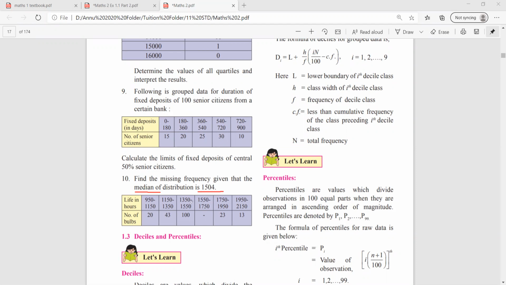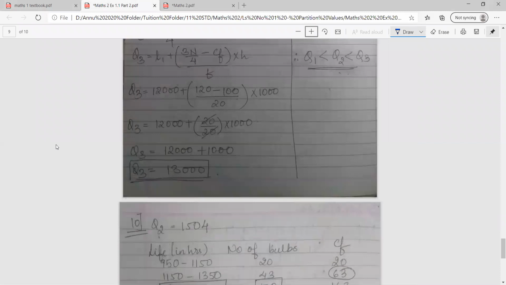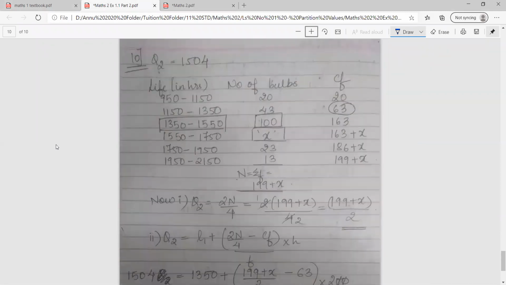So 1504 lies between the class 1350 to 1550. So you can get the value of the class, you have the frequency, and you can take the value of the class above it to be the CF. So let's see how to solve this sum. So coming to sum number 10, Q2 is given. So as you can see, I have highlighted the class 1350 to 1550. Frequency we are taking as 100. The missing value I have taken as X, and 63 will be the cumulative frequency.